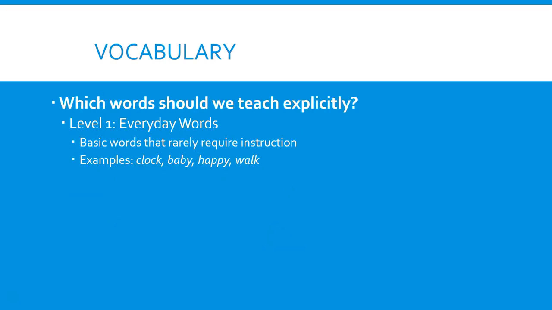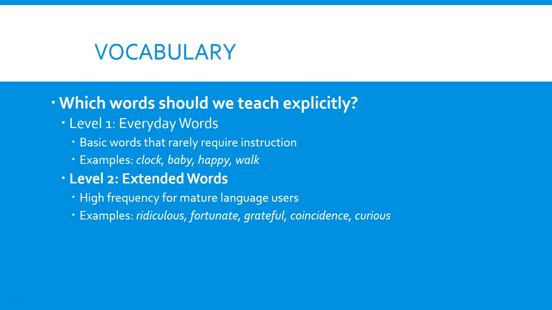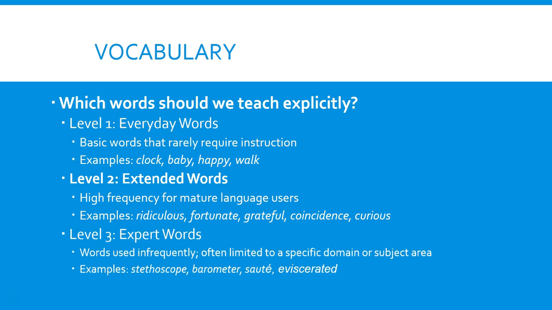So which words should we teach explicitly? There are three levels. Level 1 words are everyday words, basic words that usually don't require instruction: clock, baby, happy, walk, some of our typical sight words. Then extended words, more high frequency words for students who are a little more mature, who might know some synonyms and antonyms and be able to use words interchangeably. Got some examples there.